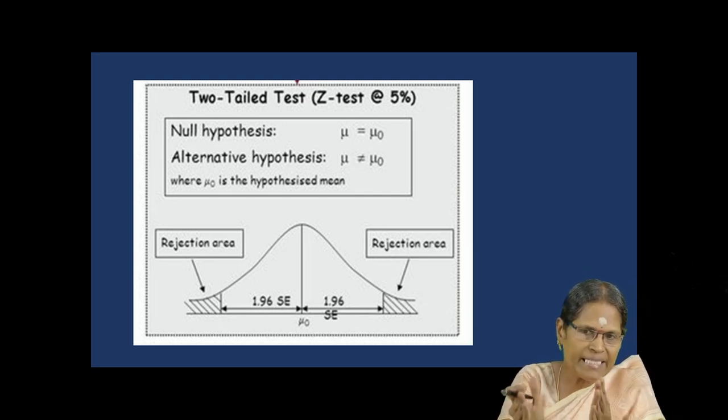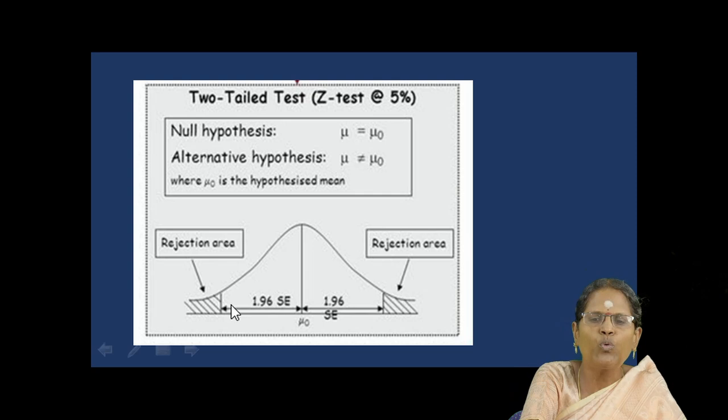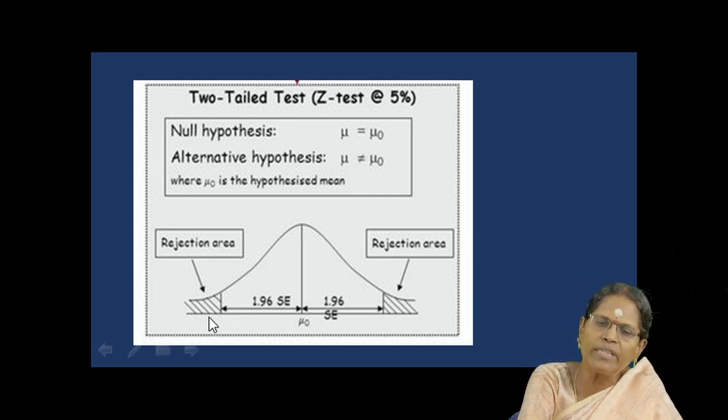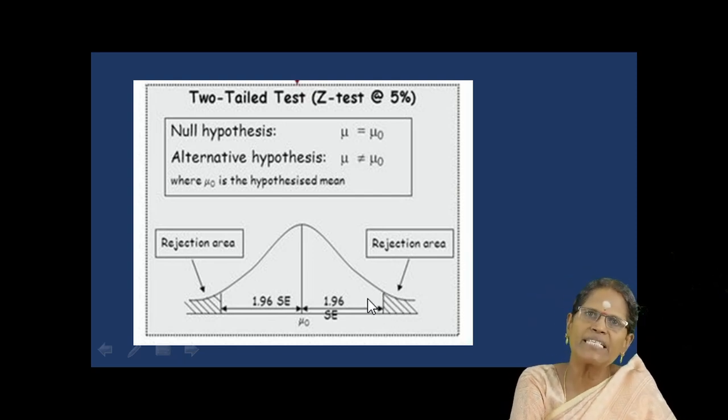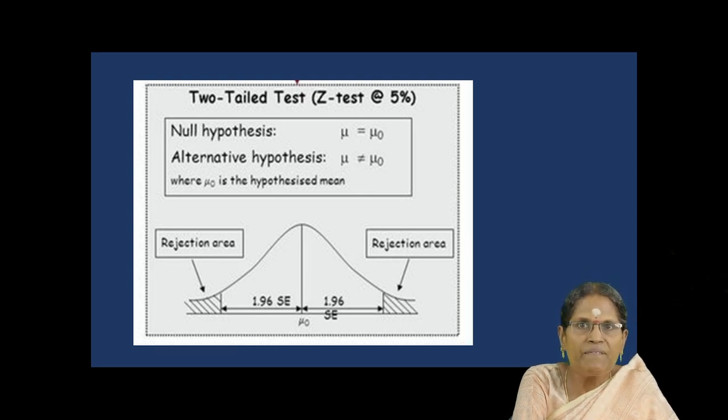That means the rejection area. In a two-tailed test, the rejection area will be on both the left end and also the right end. For example, when any person is taken for the army or any physically fit job, there may be height and weight restrictions.